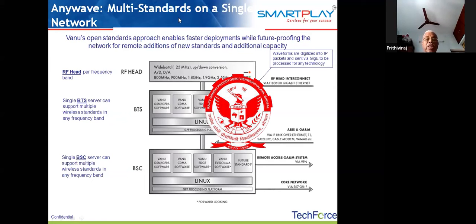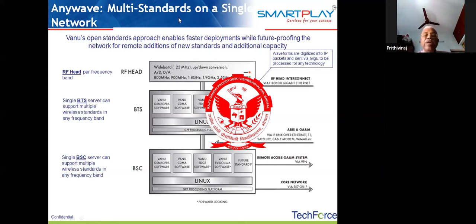So if you look at it, I'll start from below. From the BSE, a single BSE server can support multiple wireless standards in any frequency band here. There's a core network access, remote access network, and we have here what is coming in. And then from there, it goes to BTS, okay? And this is where we find a single BTS server can support multiple wireless standards in any frequency band with the help of VANU's software, which is manifesting at each of these places.